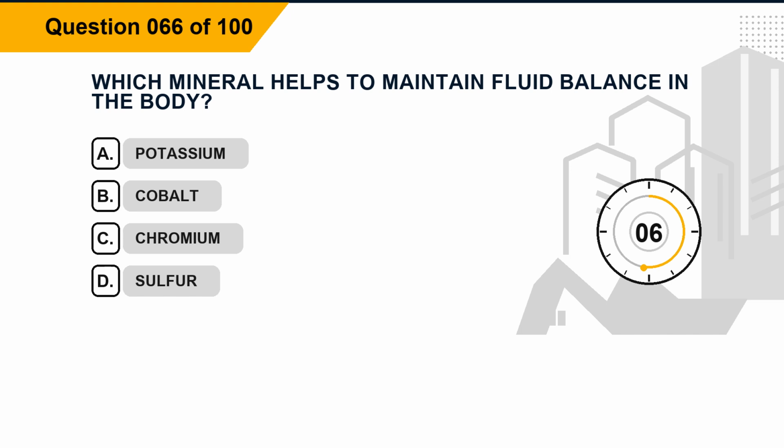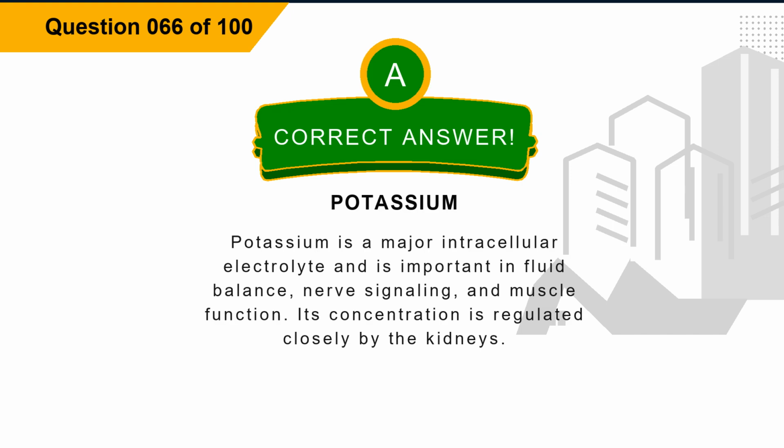Question 66. Which mineral helps to maintain fluid balance in the body? Option A, potassium. Option B, cobalt. Option C, chromium. Option D, sulfur. The correct answer is option A, potassium. Explanation. Potassium is a major intracellular electrolyte and is important in fluid balance, nerve signaling, and muscle function. Its concentration is regulated closely by the kidneys.